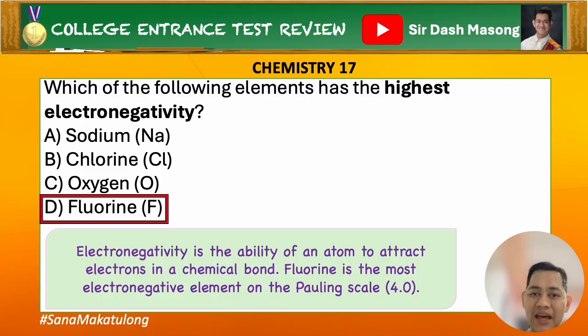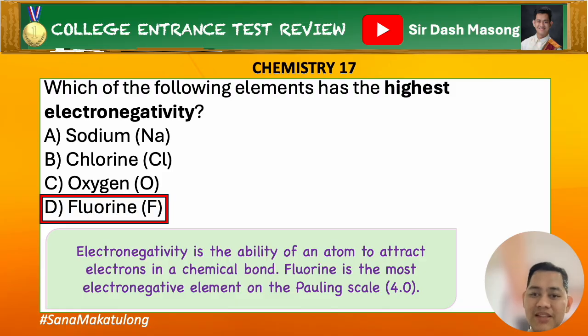So, bakit mali si A, B, C? A, sodium. Sodium is a metal on the far left. Sige, try to visualize the periodic table. It has very low electronegativity, around 0.9, tending to lose electrons. Yung chlorine naman, letter B, it's highly electronegative, around 3.16. Pero fluorine is even higher, around 4 nga, no?